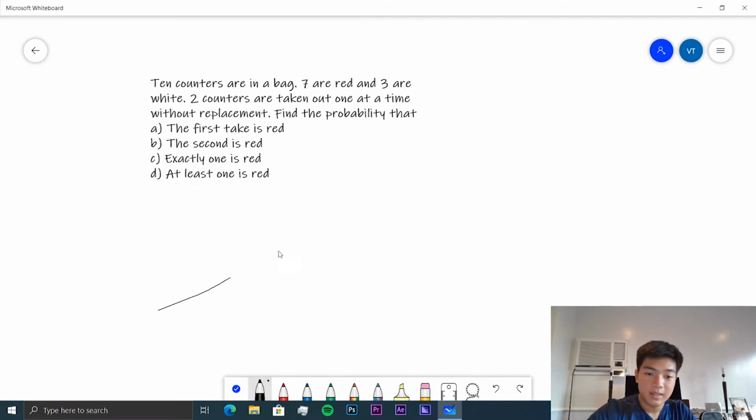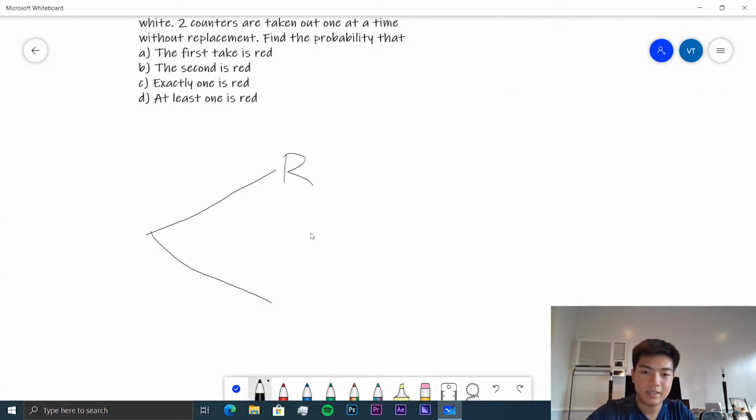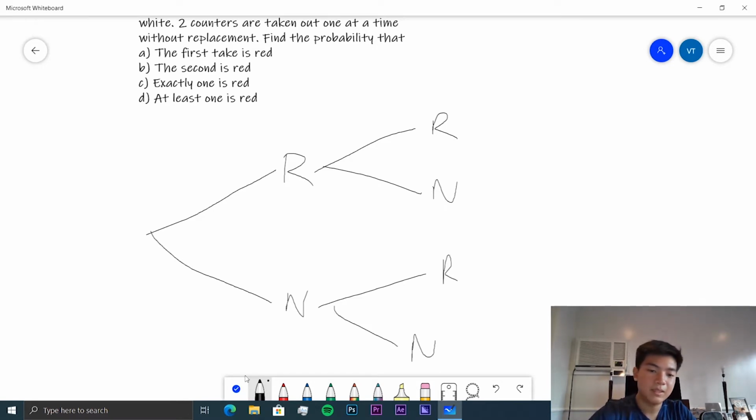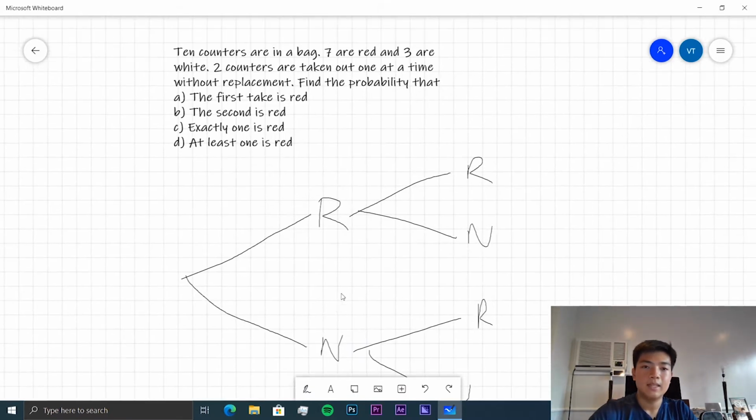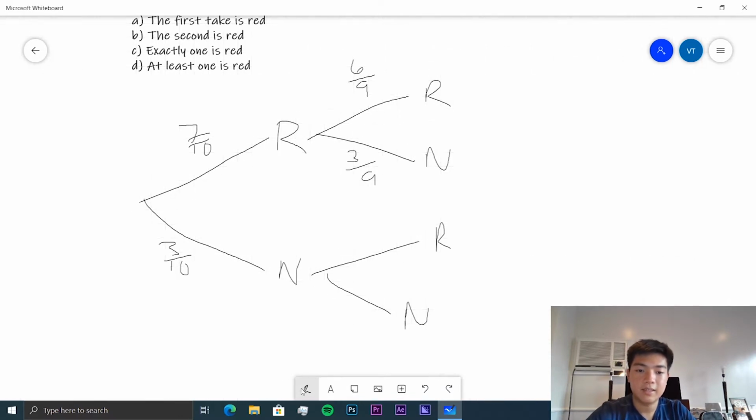Let's consider the probability that the counter is red or not. So red, not red, then red, not red, or red, not red. And remember, there's no replacement, so 7 are red, so this would be 7 over 10 and 3 over 10. So the probability that the next one is red is 6 over 9. This one is 3 over 9. This one here is 7 over 9. And this one is 2 over 9.